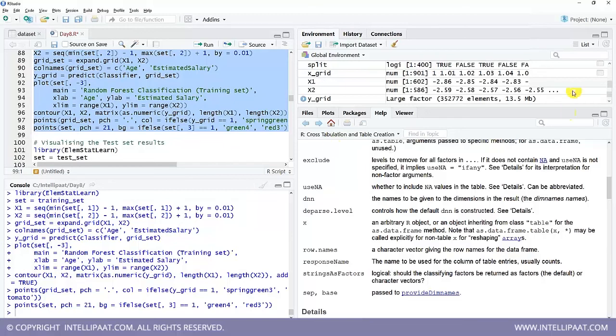Yes, it's done. And it's also going to take some while for the plot to pop up.